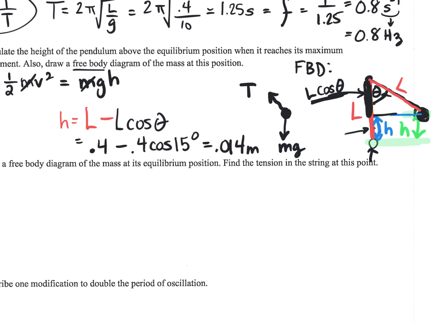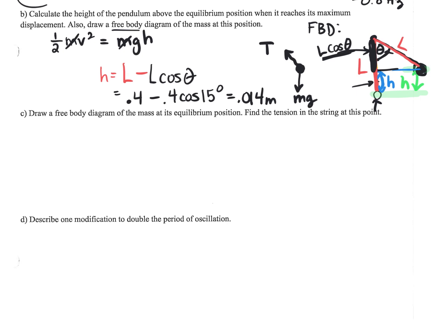Now, draw a free body diagram of the mass at its equilibrium position. So what would the free body diagram look like at the equilibrium position? Equilibrium position is at the very bottom, isn't it? That's our pendulum. What forces are acting on it? And force of gravity is down, isn't it? So it's easy to find the tension on the string right there, isn't it? So we just say the tension is equal to the force of gravity, right?